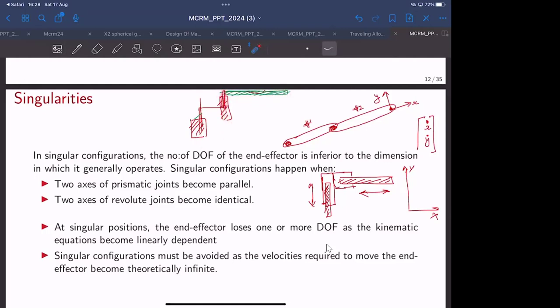But what happens if these 2 axes coincide? If this distance is 0 and both of these axes coincide, no matter whether you rotate the first joint or the second joint, you will get the same rotation, right? Instead of a different rotation about this axis and this axis, if both of these joints coincide, you will get the same rotation, right?